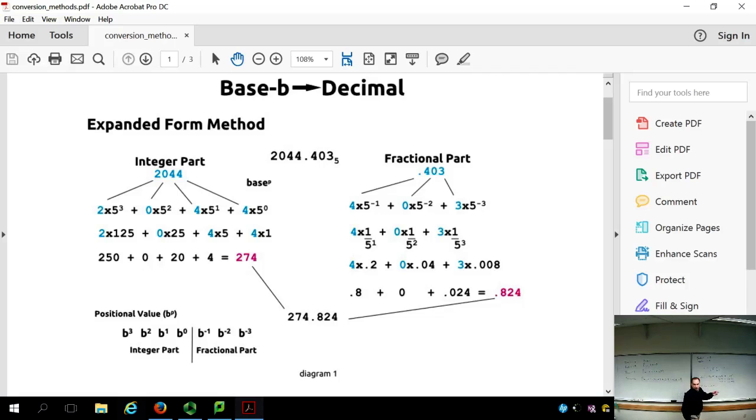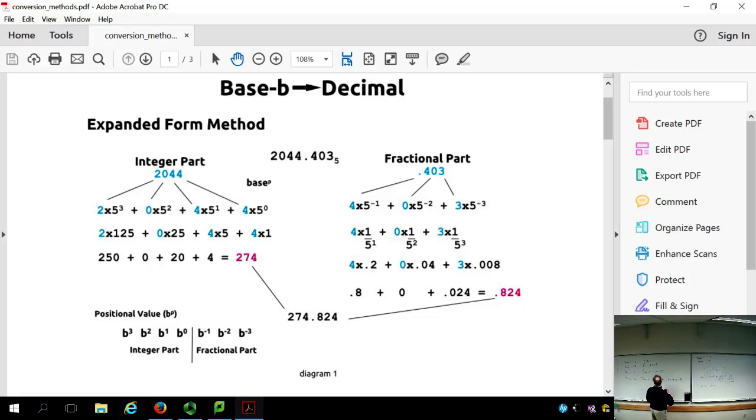So that's all we got. We have the same thing right here. So you do the integral part over here and the fractional part over here, and you just put them together, and you've got your fractional equivalent as well. Does that make sense? Cool. All right.